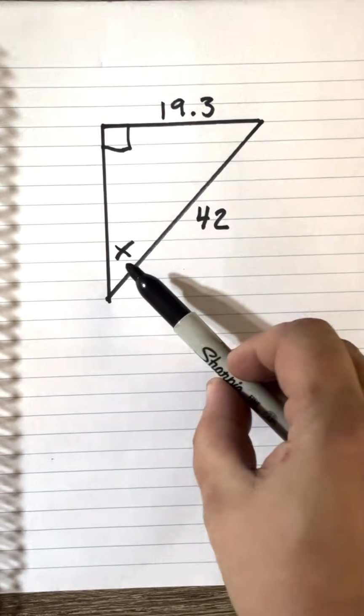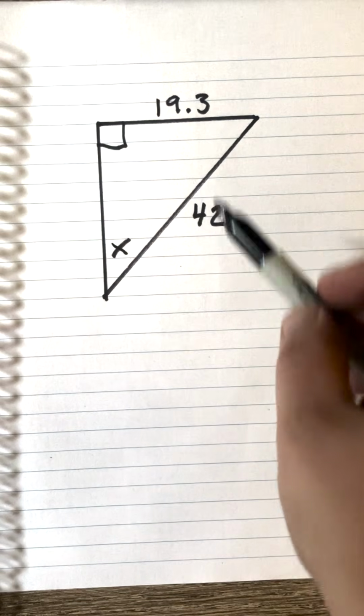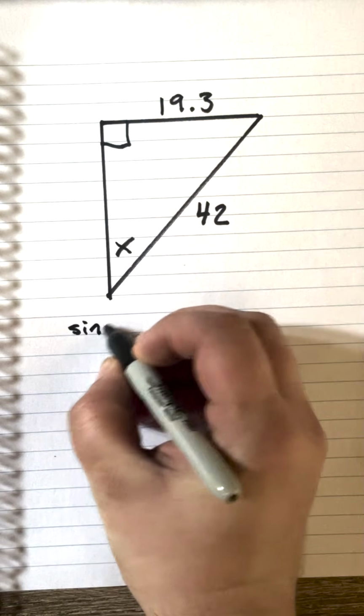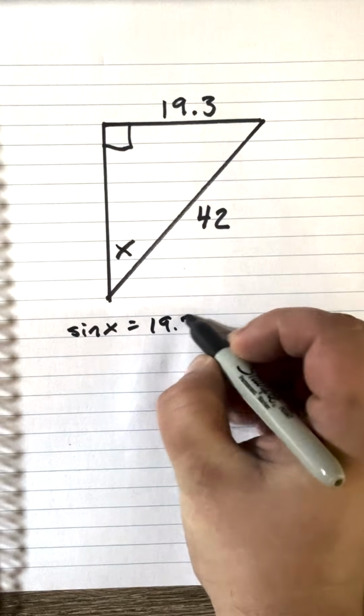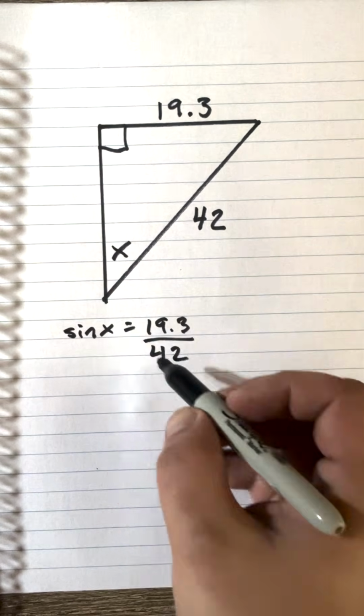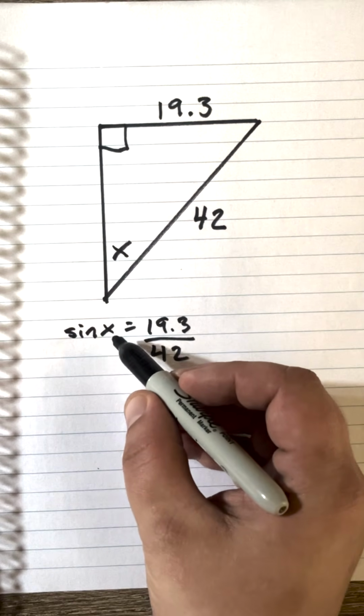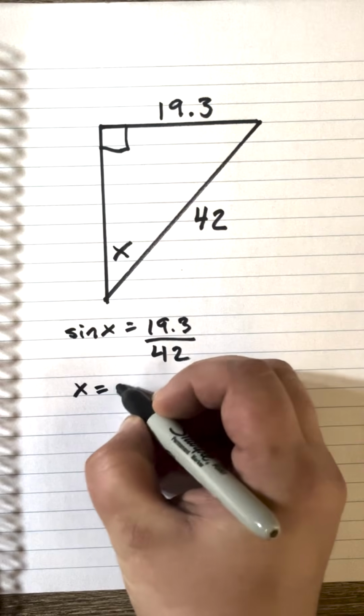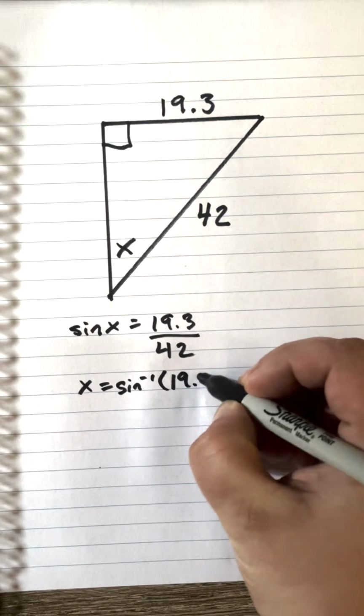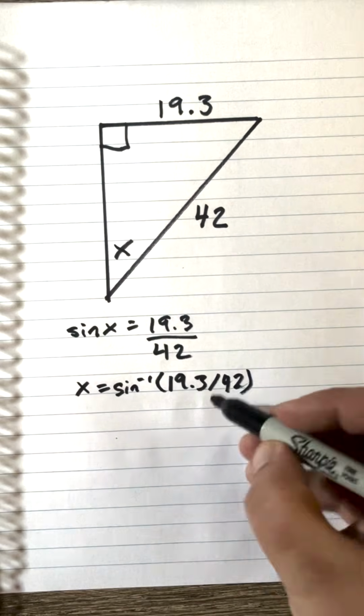We've got an angle that's unknown. From that angle, we have an opposite and a hypotenuse. That's going to give us sine. So sine of x equals opposite 19.3 over hypotenuse 42. Now we want to get x by itself, so we're going to have to do an inverse operation to do that. So x equals inverse operation of sine 19.3 over 42. Let's do that on the slide rule.